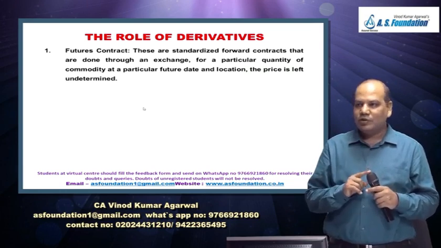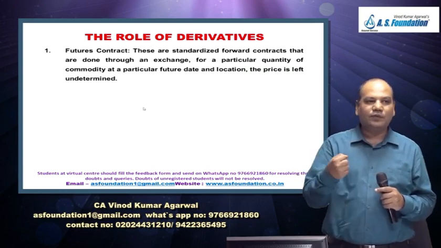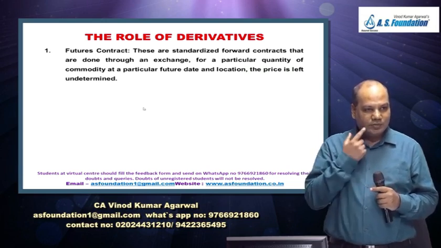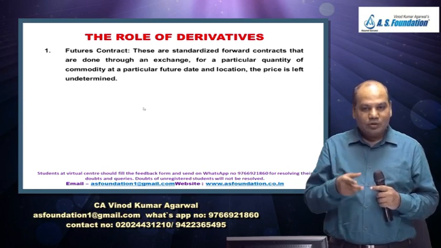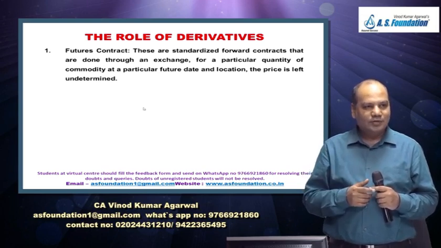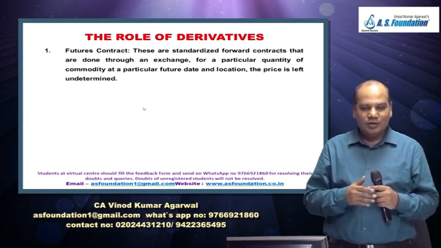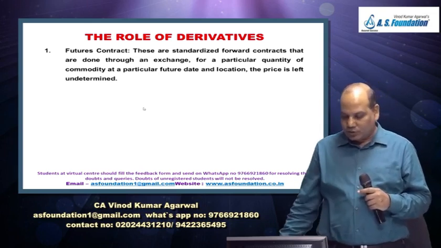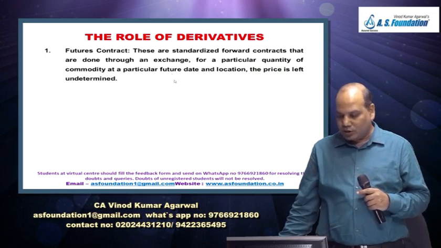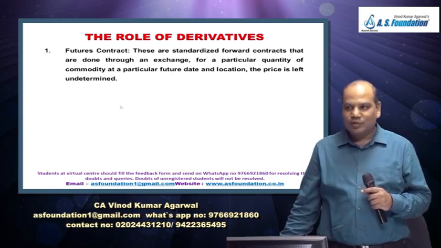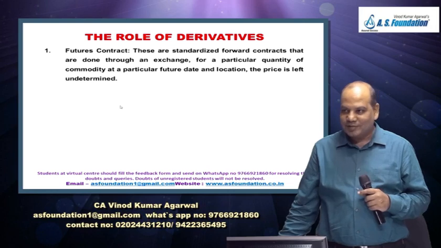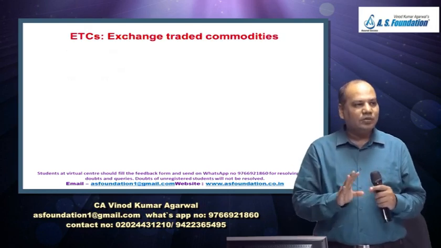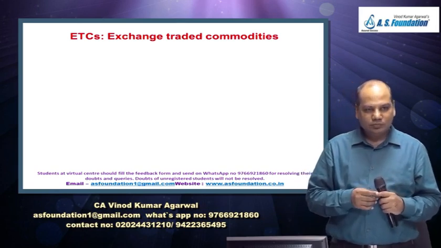What will be the lot size? Standardized. You can't say I want 55 units of this item. No. Lot size: in those lots you have to deal. Trading hours are decided. Margin money is decided. The settlement dates are decided. Accordingly you have to decide only what you need to decide: the price, quantity, commodity, and expiry date. There are some expiry dates available that you have to choose from.